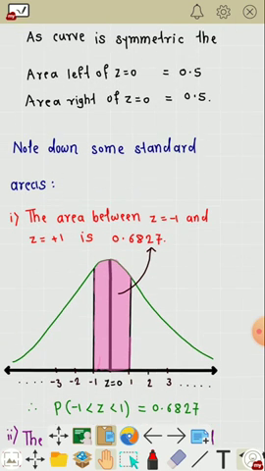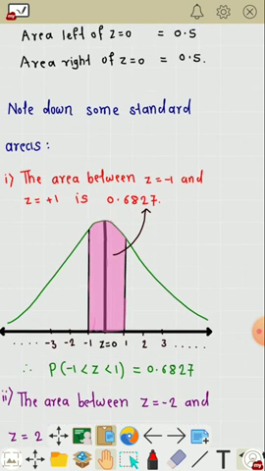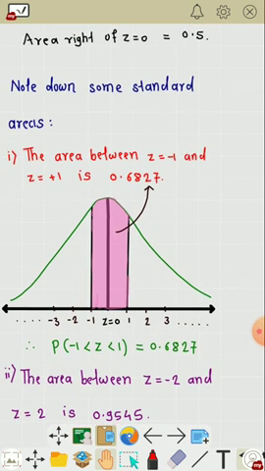The first is the area between z is equal to minus 1 and z is equal to plus 1, and that area is 0.6827. So this is the standard area between z is equal to minus 1 and z is equal to plus 1. In the figure, the area shaded by using a pink color gives the area between z equal to minus 1 to z is equal to 1.